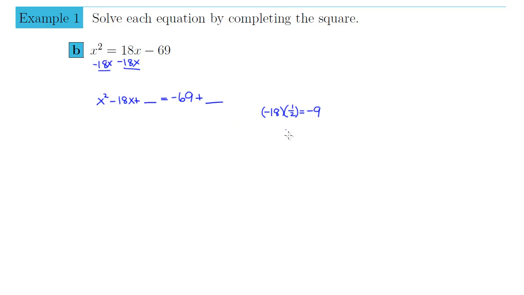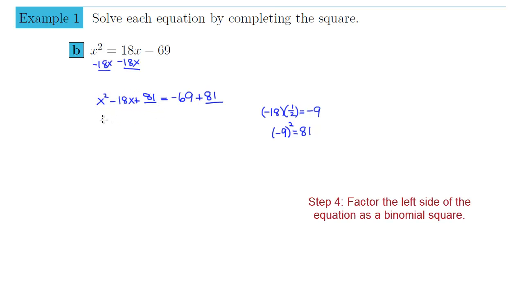Now, what goes in the blank is not negative 9, but instead negative 9 squared. Negative 9 times negative 9, which is 81. So that's the number that we fill in both blanks with. So 81 goes here, and 81 goes here. We're now ready to rewrite our perfect square trinomial as a binomial square.